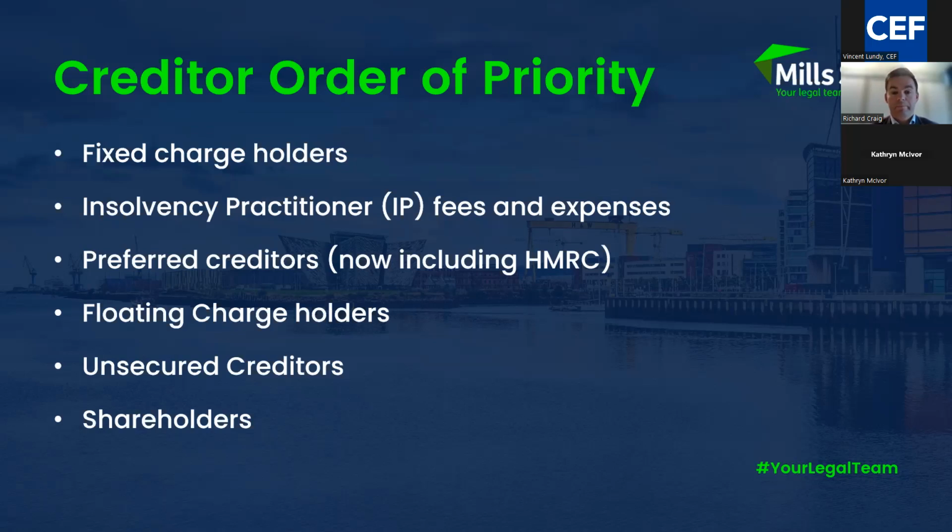That might relate to things like stock or trade debtors. And then fifthly, unsecured creditors, and that's where most businesses find themselves. They don't have a form of security, and effectively they have to wait until all the secured creditors are paid before they get anything. And then finally, shareholders of the business, if there's anything left for them, they're last to receive any payment.